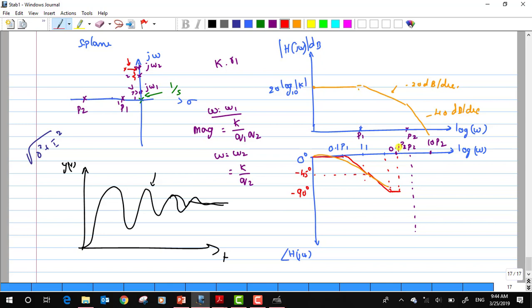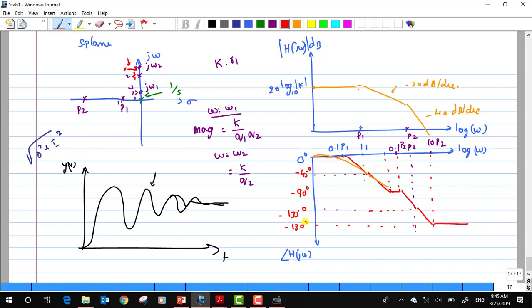And then when I enter into this 0.1 times that of P2 to P2, what happens to the phase? Again, it starts decaying. Now, exactly at this particular location, what would be my phase value? Minus 135. Okay, and then the moment I reach 10 times greater than that of P2, what is the maximum phase value that I would get? It would be minus 180 degree.